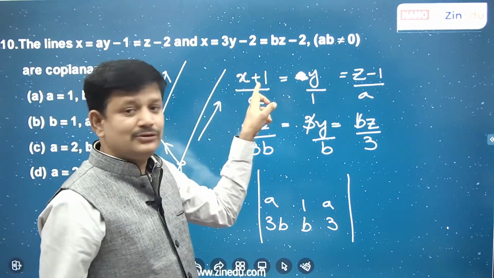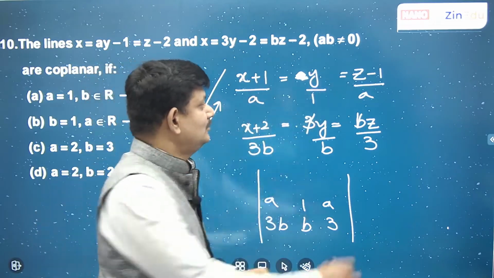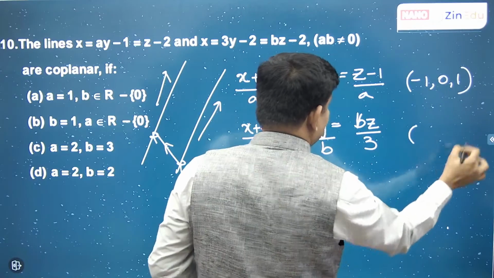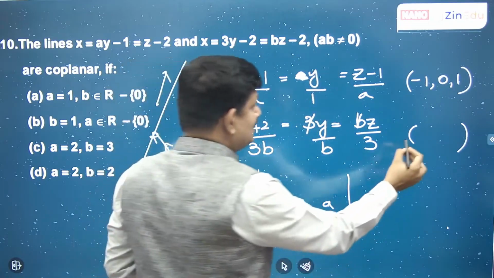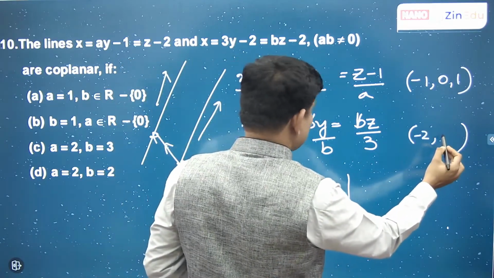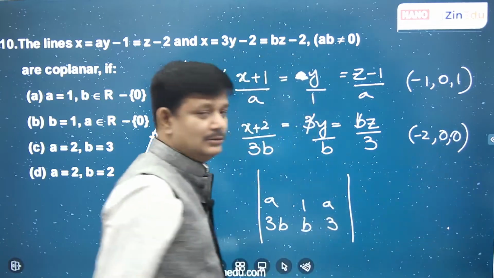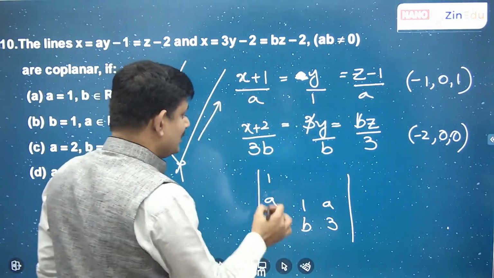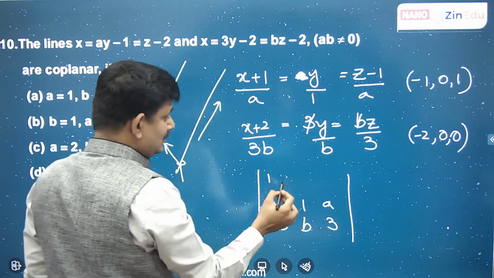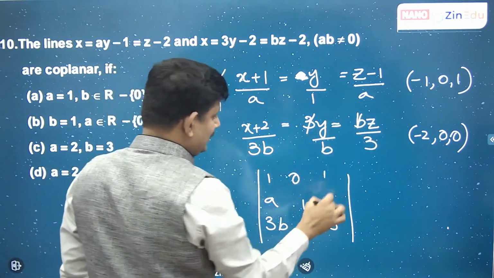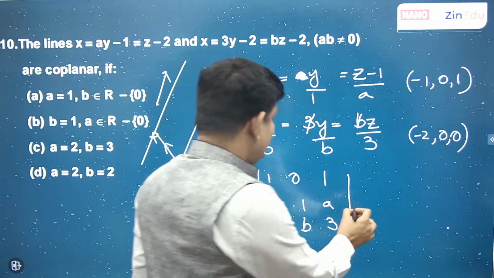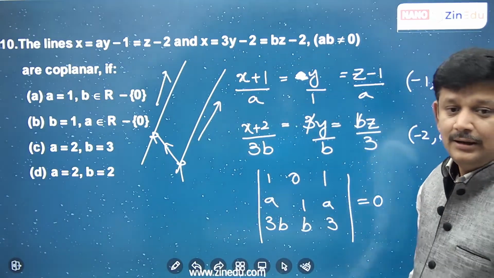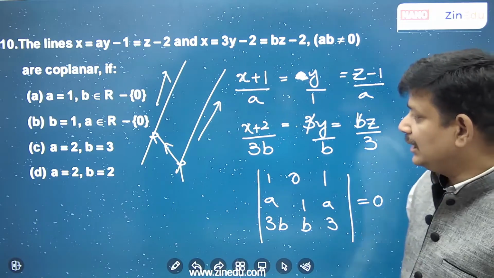First one is passing through which point? Minus 1, 0, 1. Second one is passing through which point? Minus 2, 0, 0. Now, what is the vector joining these two? Subtract one from the other: 1, 0, 1. So this determinant has to be 0. That is a straightforward condition for the lines to be coplanar. As simple as that.